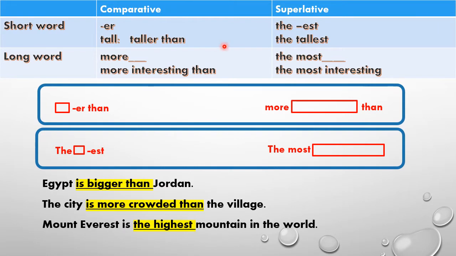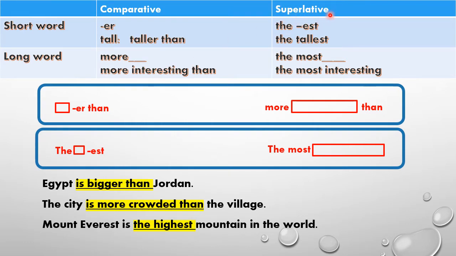Now please look at this table, which shows you how to use comparative and superlative. With short words, we add ER. Short words like tall, small, big, high. We add ER at the end of the word. For example, tall becomes taller than. But with long words like interesting, we don't add ER. Here we put more before the adjective. So I say more interesting than. So with short words, we add ER at the end. With long words, we add more before the adjective.